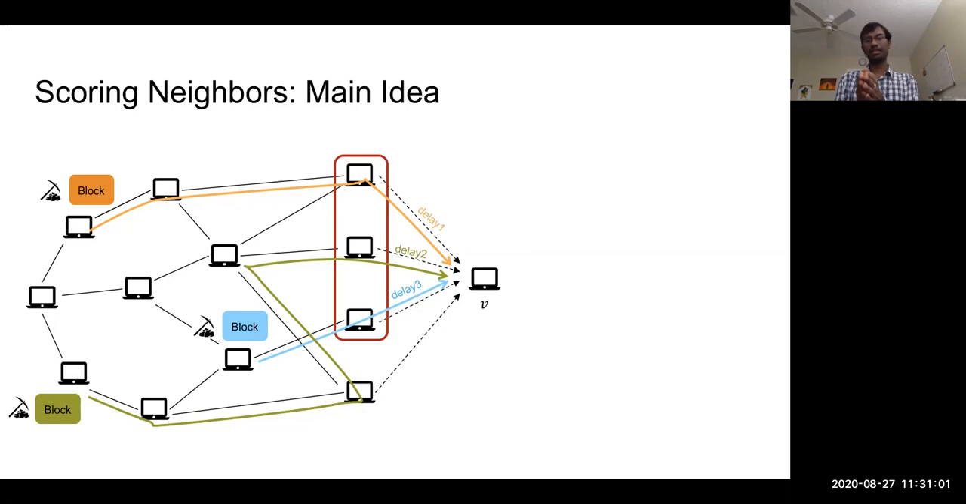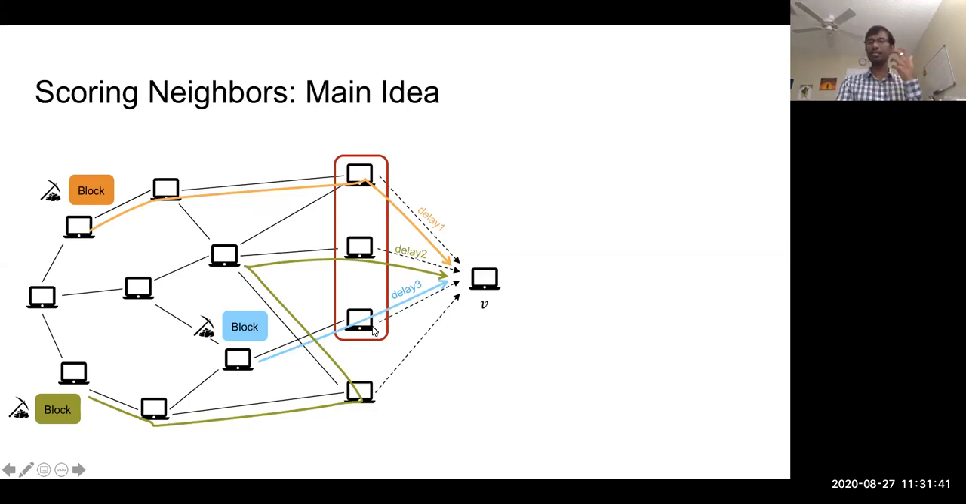So for example, let's look at this picture here. There's node V again that's interested in scoring this group of neighbors highlighted in red. Now for simplicity, let's assume that this node V knows the precise time when different blocks are mined in the network. Then, as these blocks are mined and as these blocks are being relayed to V by this group of neighbors, V knows the precise total delay it takes for these blocks, since they were mined and since they were relayed by this group of neighbors.